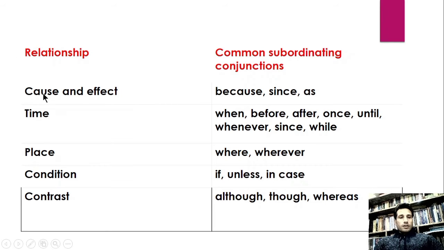The first one is cause and effect. A subordinating conjunction may show the cause and effect relationship between clauses. So because, since, as, these are the conjunctions that we use to show the cause and effect relationship. Next, it may show the relationship of time: when, before, after, once, until, whenever, since, while, etc. It may show the relationship of place between clauses: where, wherever, etc. Condition: if, unless, in case, etc. Contrast: although, though, whereas, etc.